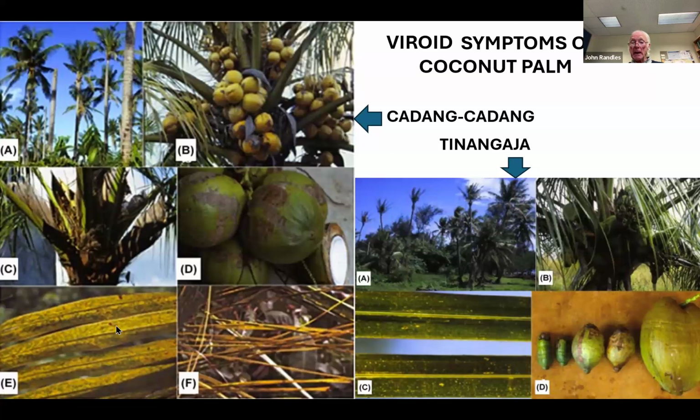The production of spindle-shaped nuts was the other feature of Tinangaha. And so when we do surveys, we look for these types of features. We look for the production of this winging, the scarification of nuts, and also the aborted nuts here and spindle-shaped nuts.